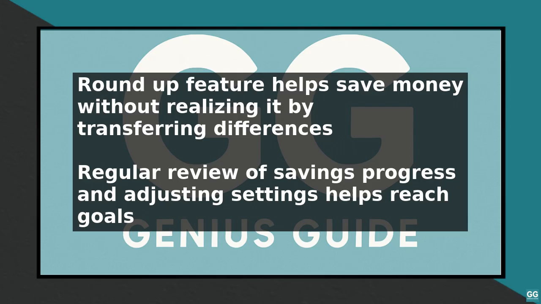In conclusion, BMO Smart Saver is a simple and effective way to save money and reach your financial goals. By following these steps and using the round-up feature, you can make saving easier and less prone to being neglected. Remember to track your progress, adjust your settings as needed, and make saving a habit to get the most out of BMO Smart Saver.